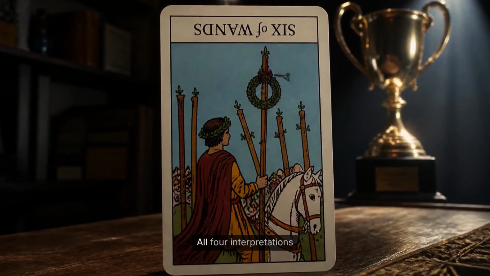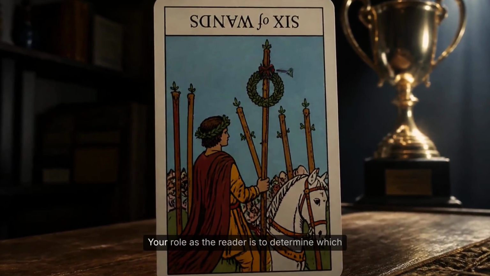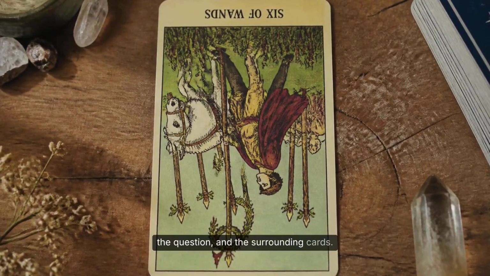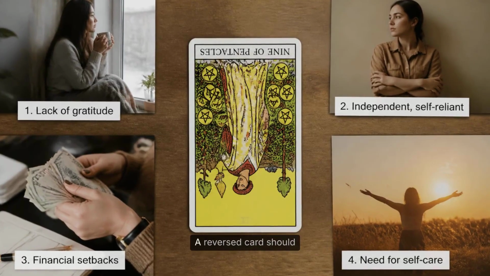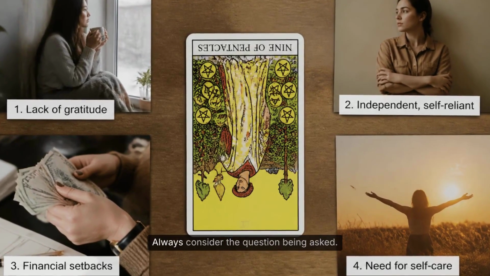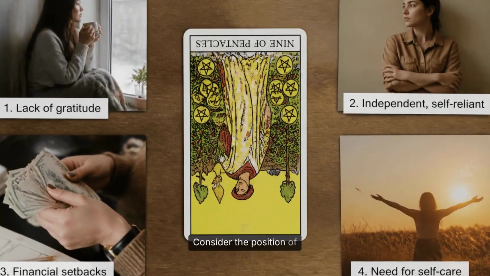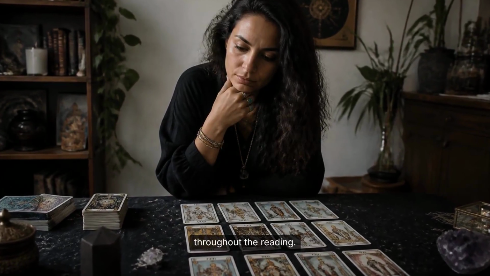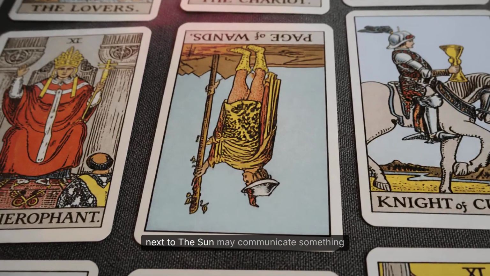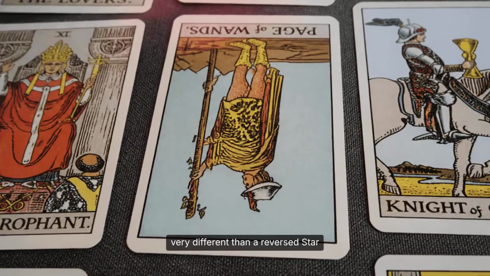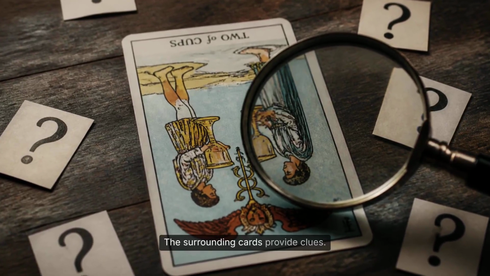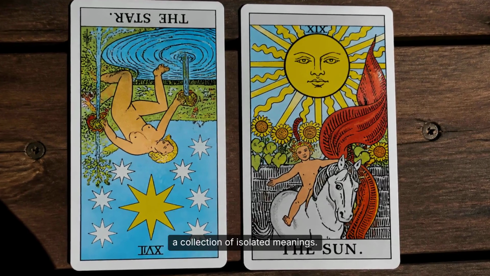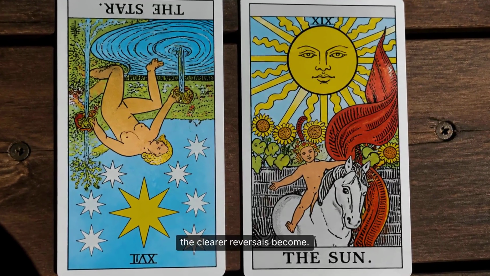Notice something important. All four interpretations could potentially be correct. Your role as the reader is to determine which interpretation best fits the situation, the question, and the surrounding cards. This is why context is so important. A reversed card should never be read in isolation. Always consider the question being asked. Consider the position of the card within the spread. Consider the neighboring cards. Consider the overall story unfolding throughout the reading. For example, a reversed Star appearing next to the Sun may communicate something very different than a reversed Star appearing next to the Five of Pentacles. The surrounding cards provide clues. Tarot works best when viewed as a conversation between cards rather than a collection of isolated meanings. The more context you consider, the clearer reversals become.